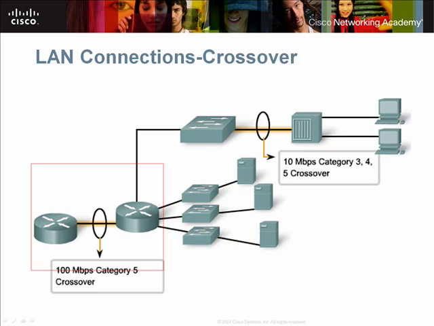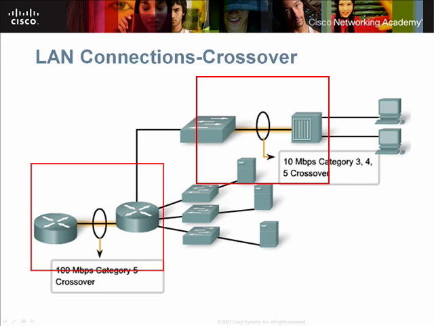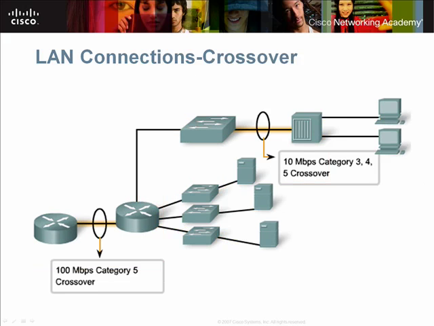In this graphic, there is a connection between 2 routers and a connection between a hub and a switch. Since both of these connections are between the same or similar devices, they are connected using a crossover cable. A switch to a switch, router to router, computer to a computer, and a computer to a router call for crossover cables.